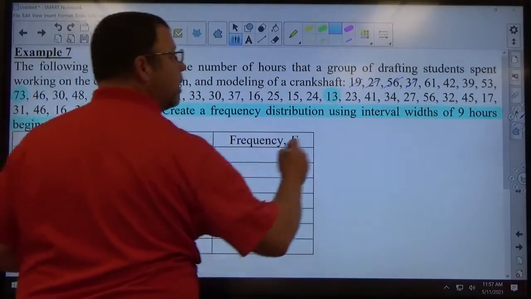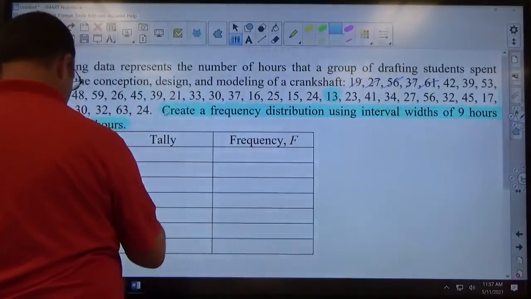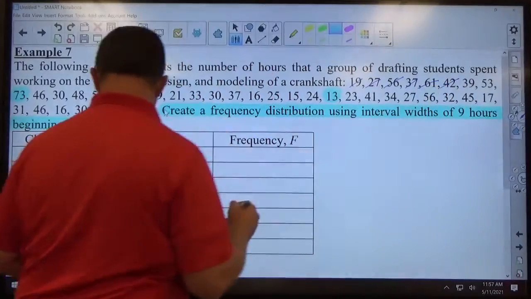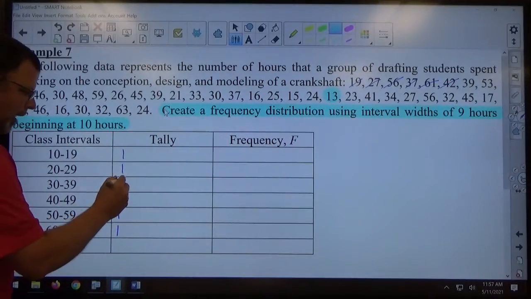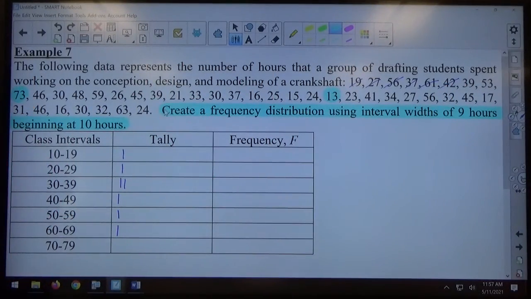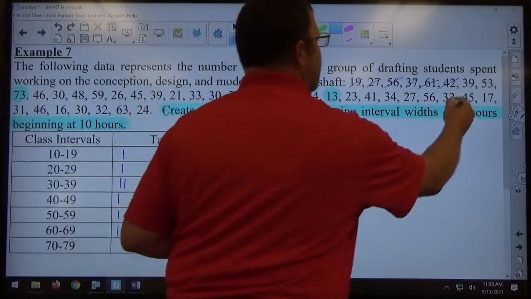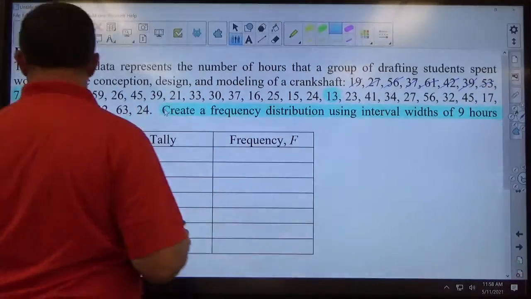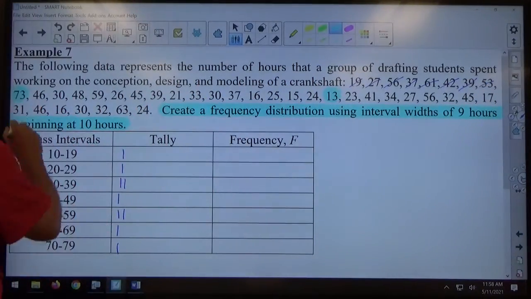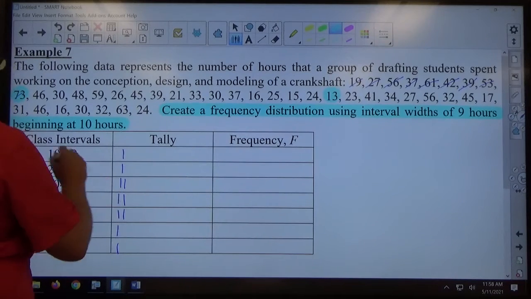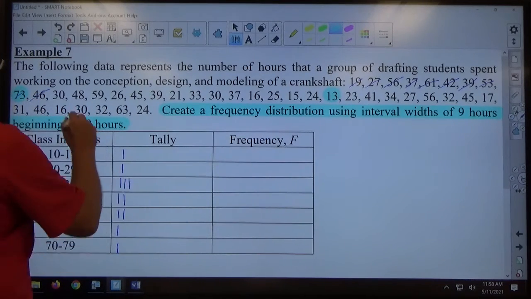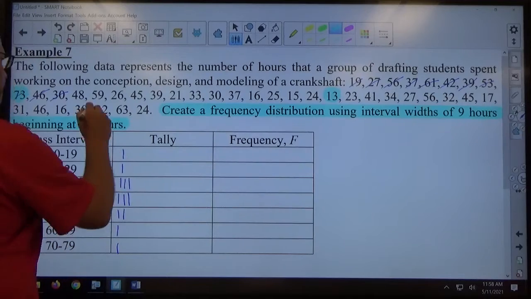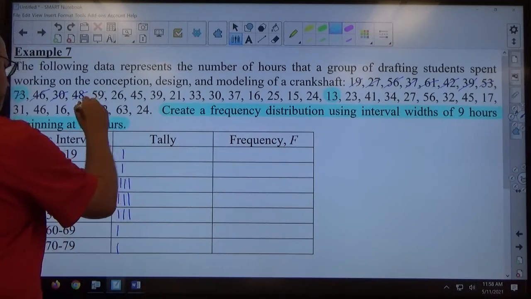61, 42, 39. As you get more than one tally, they're just tally marks counting up how many there are. That does not say the number 11, that's just 2 marks. So 39 is there, 53 would be here, 73, 46, 30, 48, 59, 26.